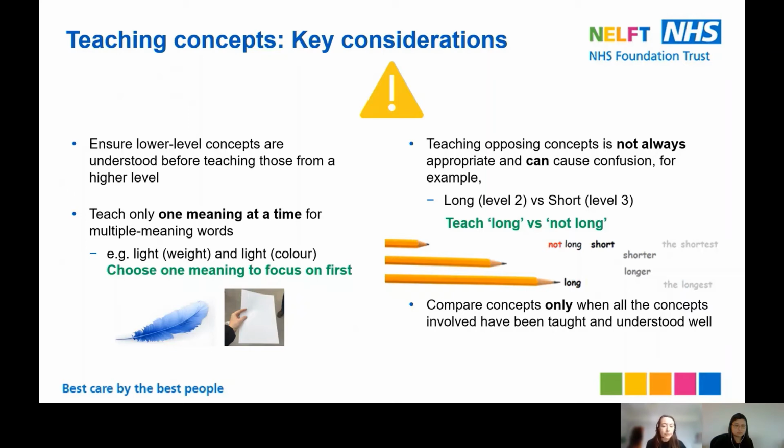And as we mentioned in the previous slide, teaching opposite concepts is not always helpful and can cause confusion. For example, try not to teach long and short at the same time. Instead, you could teach long versus not long. Although, on the other hand, a different child or young person may benefit from having the concepts compared, for example, with wet or dry, but make sure that you use a multisensory approach so that they can really touch and feel and see the difference between those concepts really clearly.